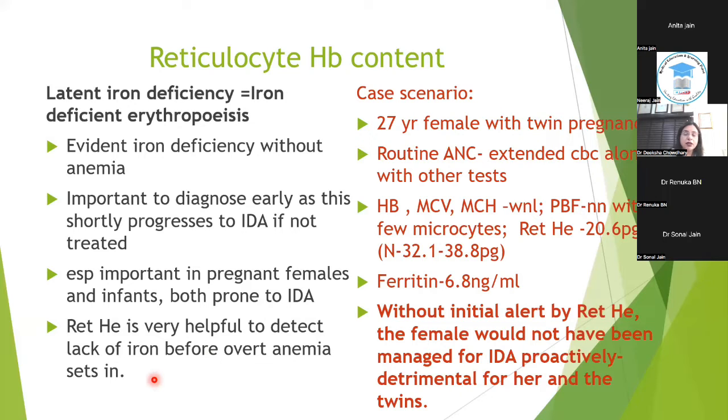Now, let's see a case scenario. A 27-year-old female with twin pregnancy comes for routine ANC. An extended CBC along with other tests were ordered. HB, MCV, MCH were within normal limits. PBS was normocytic normochromic with few microcytes. Now, a look at the RET-HE showed that it was just 20.6 picogram. This prompted the gynecologist to order ferritin levels, which came out to be 6.9 nanogram per ml. So, without the initial alert by RET-HE, the female would not have been managed for iron deficiency anemia proactively, and this could have been detrimental for her and the twins.